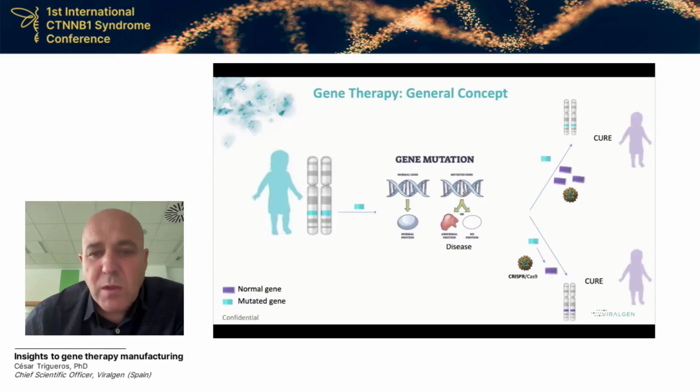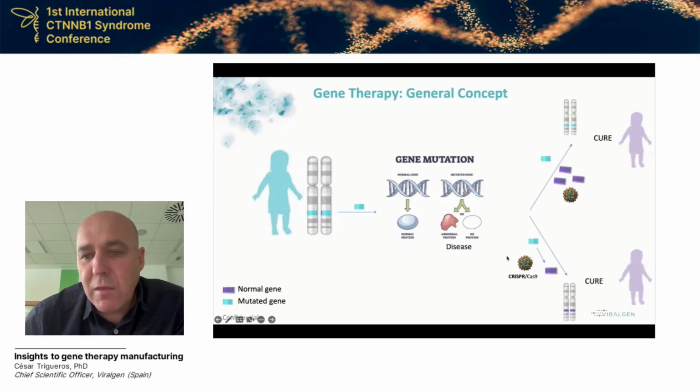So what are we doing when we are using virus for gene therapy? Basically, what we are doing is to use this virus to introduce the normal gene back into the patient. And we are usually overexpressing the normal gene compared to the mutated gene. Most of the therapies that we are doing at the moment are based on this idea.